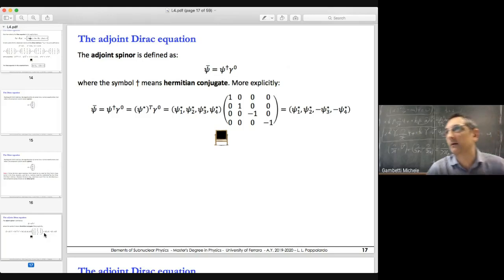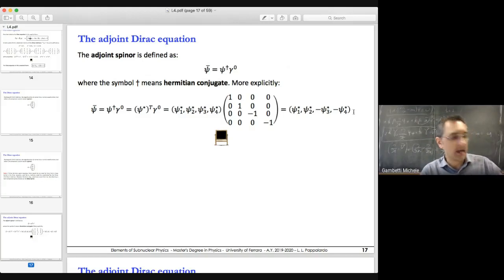Let's continue on the formalism. We have defined the spinor. Let's now introduce the adjoint spinor. The adjoint spinor is indicated with a bar on top, and it is given by the Hermitian conjugate of your spinor times the gamma zero matrix. You can make this explicit: the Hermitian conjugate is the transpose of the complex conjugate, and then you multiply by gamma zero, and you obtain the full expression of the adjoint spinor.